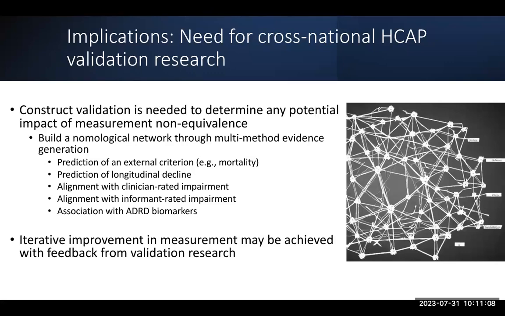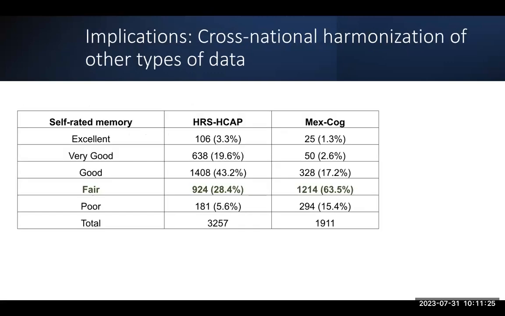These are just a few examples. All of them are limited as evidence on their own, but when put together and generated within a network, then we can start to show measurement consistency across countries. And then we can take what we learn from this validation work and continue to improve our measurement of cognition.